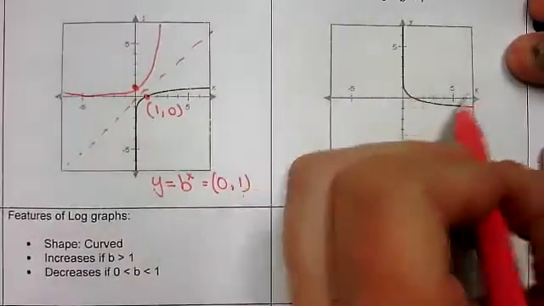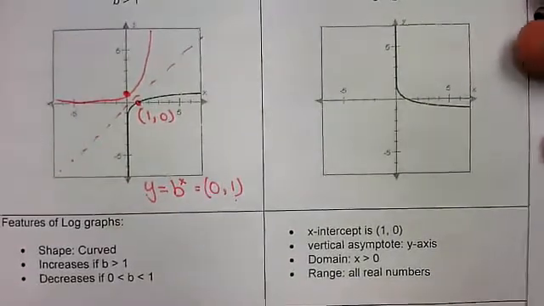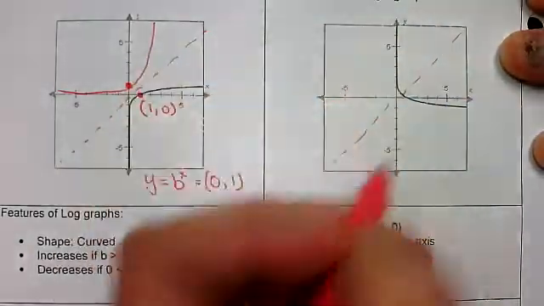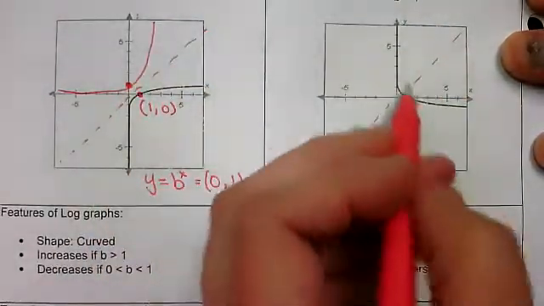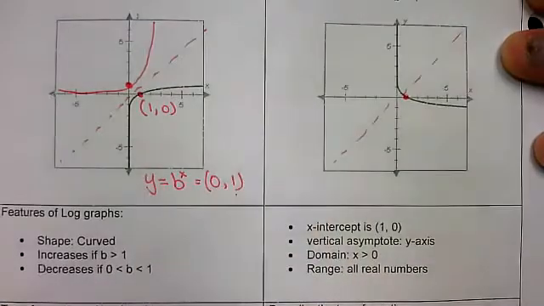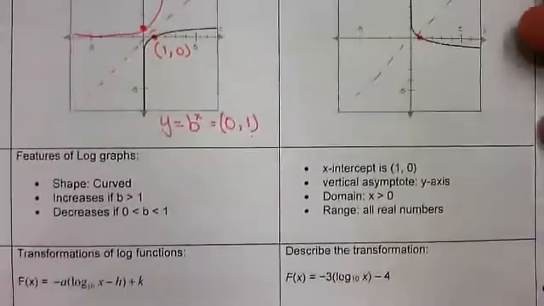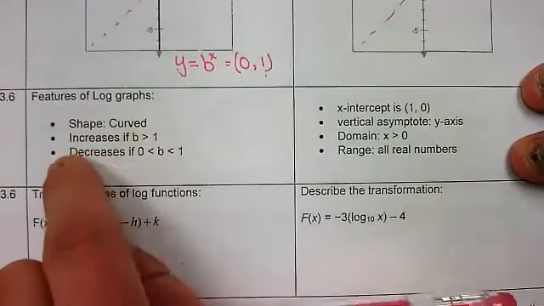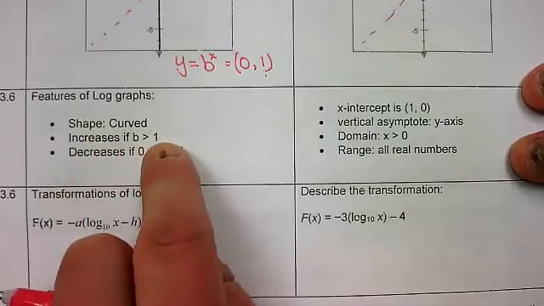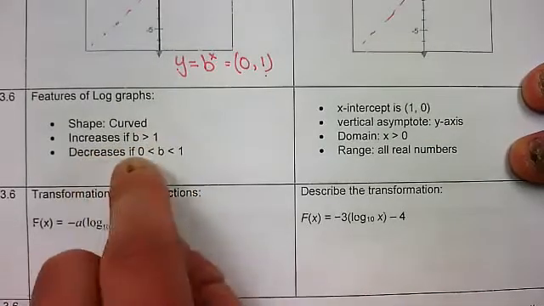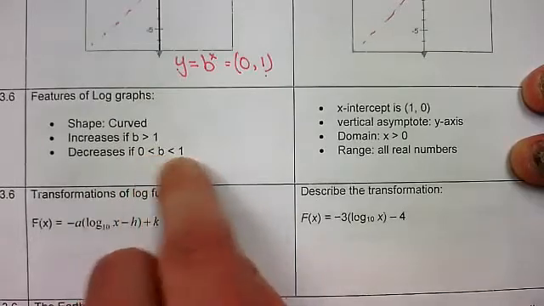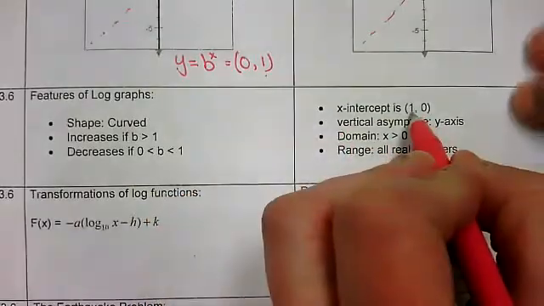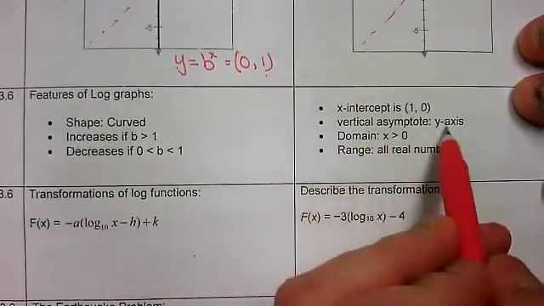And the same thing for the decreasing. We would take that over the line y equals x, and we would see that it always touches that same point, 1, 0. So, some features of log graphs: they're curved. It always increases if my base is greater than 1. It decreases if my b is between 0 and 1. The x-intercept is 1, 0, and the vertical asymptote is the y-axis.